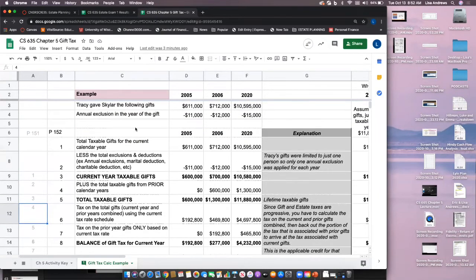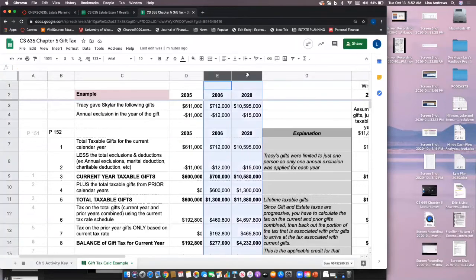So let's start with Tracy and his gifts to Skylar. In 2005, Tracy gives Skylar $600,000. I'm sorry, $611,000. But we only count $600,000 because in 2005, the annual exclusion for gift to any one person is $11,000. So we drag that number down here. Total taxable gifts for the current year, 611, minus the annual exclusion, 11,000.